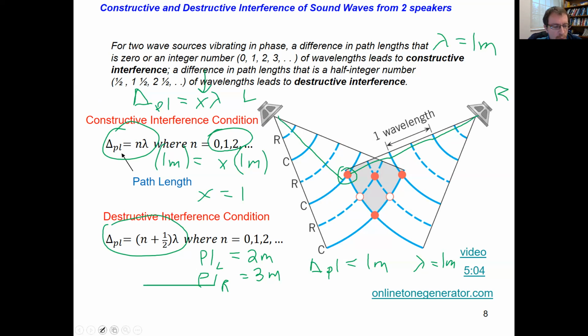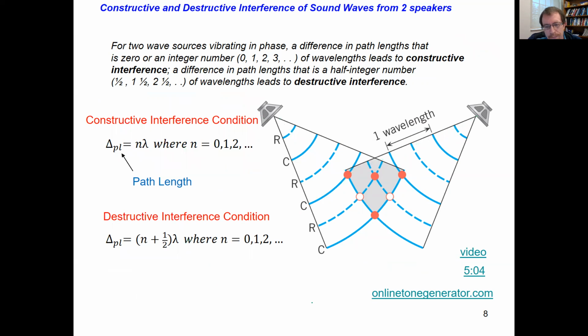All right, let's take a look at one of the white dots now. Let's focus in on this one right here, between the left-hand speaker and the right-hand speaker, and still using the idea that my wavelength is equal to 1 meter. If I look at the distance away from my left-hand speaker, I am 2.5 meters away from my left-hand speaker.